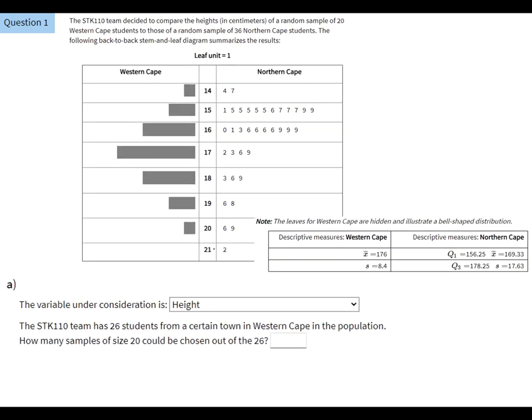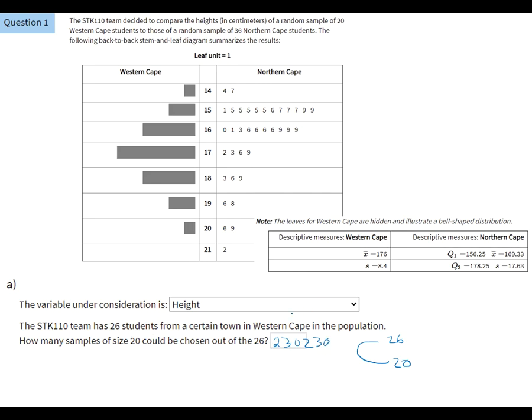For the next part of the question, we gave you a scenario: let's say there are 26 students from a certain town in the Western Cape in our population, and we want to sample 20 of them. What method should we be using? It doesn't matter in which order we choose these 20 people, so we are going to use a combination. Our answer would have been taking a combination of 20 of the 26 students, and that leads to an answer of 230,230.